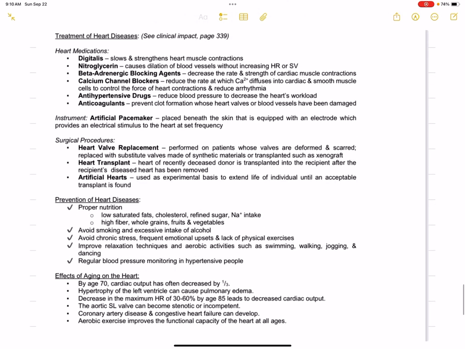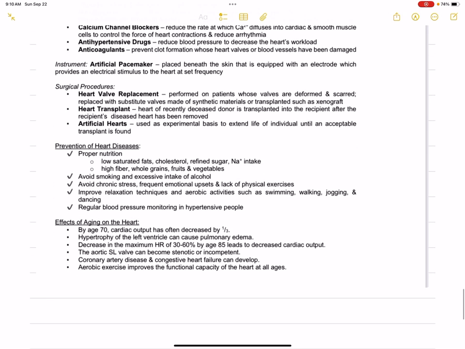Okay? So, prevention of heart disease, para hindi kamo magka-heart disease. So, dapat proper nutrition. Inyo kaunon, low saturated fats, cholesterol, refined sugar, and sodium intake. So, avoid ina siya. Then, high fiber, whole grains, fruit, and vegetables. So, i-avoid nyo mga maglitson, mga grabe ang cholesterol, grabe ang fats, grabe ang asin or alat, mga tamis, okay? Para hindi kamo magka-heart disease.